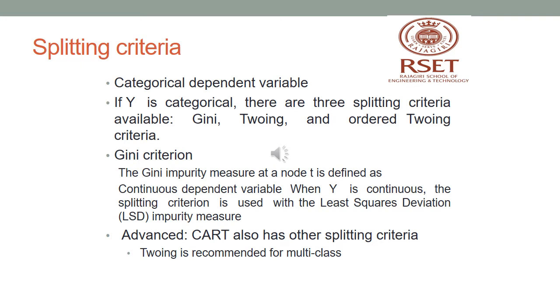Gini impurity measured at a node T is defined as follows. For a continuous dependent variable, when y is continuous, the splitting criterion is used with the least squares deviation impurity measure. The advanced CART also has another splitting criterion called Twoing, which is recommended for multi-class problems.